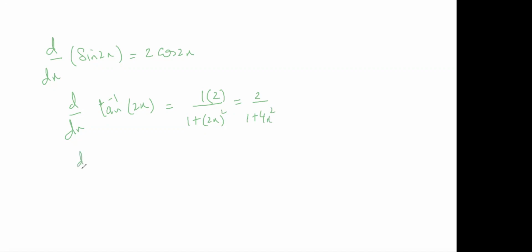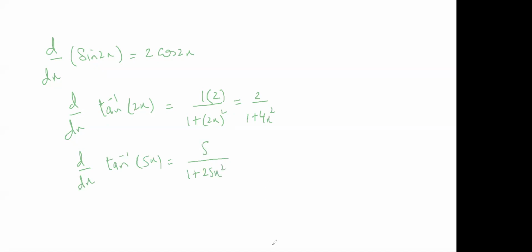Now suppose you have to differentiate tan inverse of, let's say, 5x. So you can directly say this is 5 over 1 plus 25x squared.